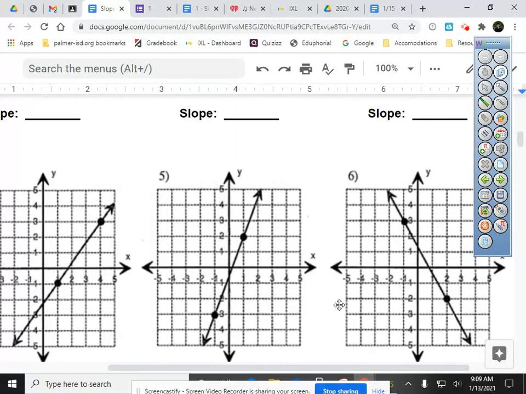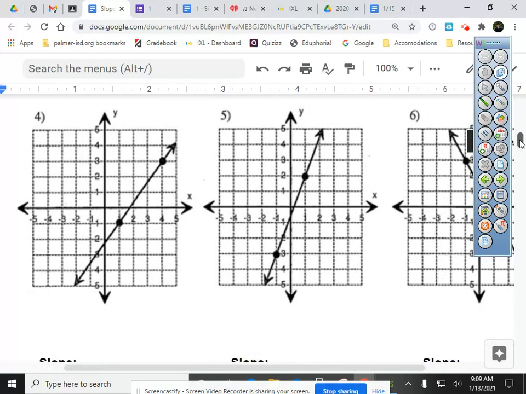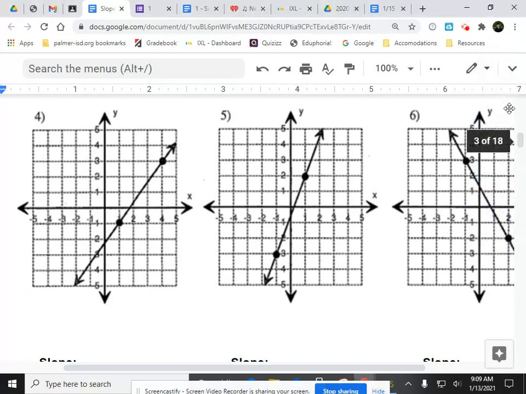All right, number 4. Y'all do number 4, all by yourself.